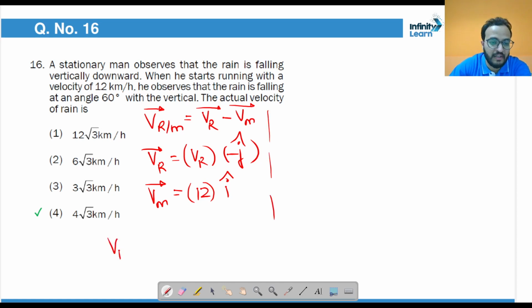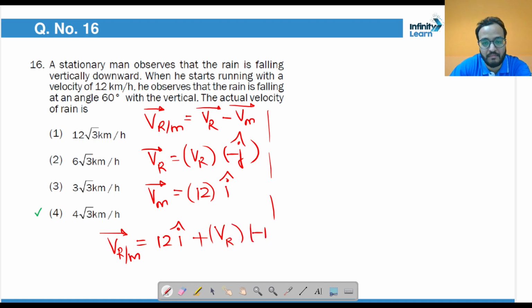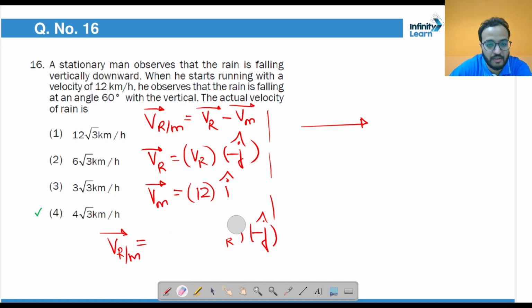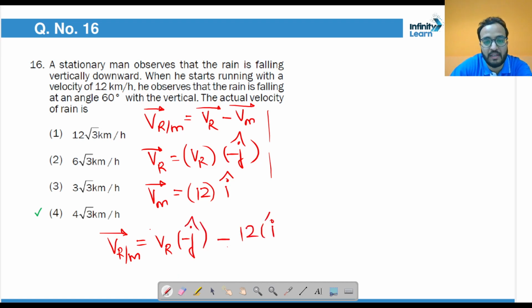Velocity of rain with respect to man will become 12 i cap minus or plus Vr times minus j cap. Let's draw it. Oh, not plus. I'm so sorry. Just hang on a minute. It is Vr minus Vm, no? So it will be Vr minus j cap minus Vm, which is 12 i cap. Now it is okay.